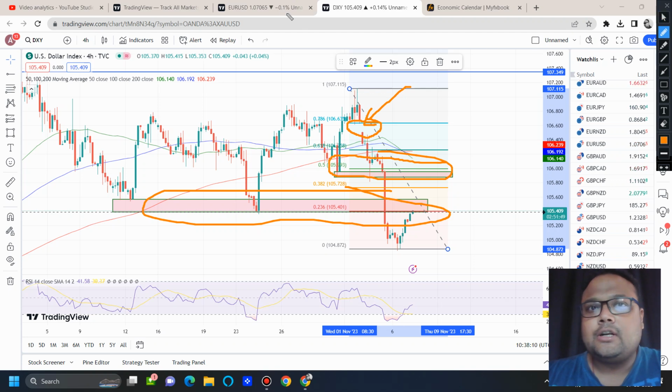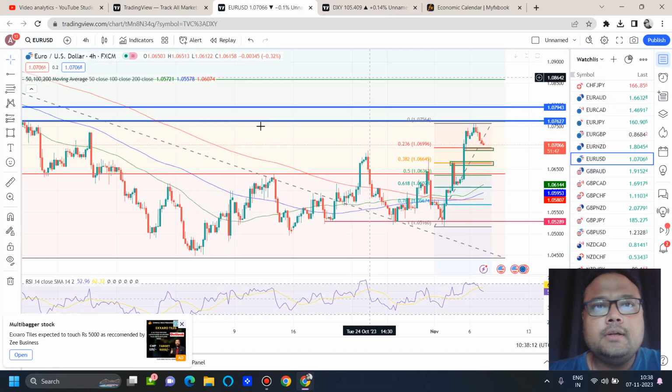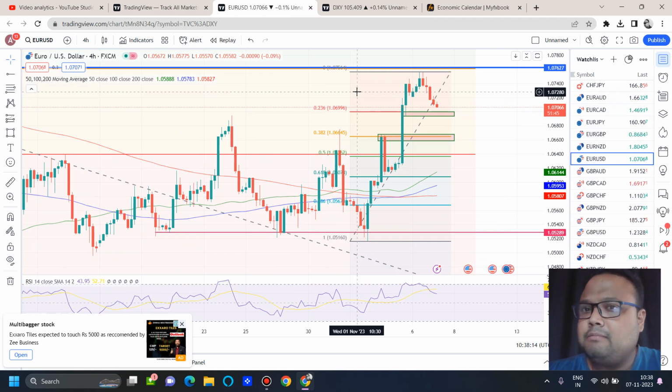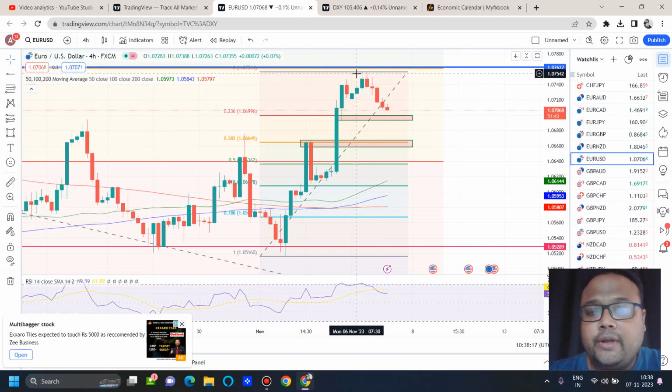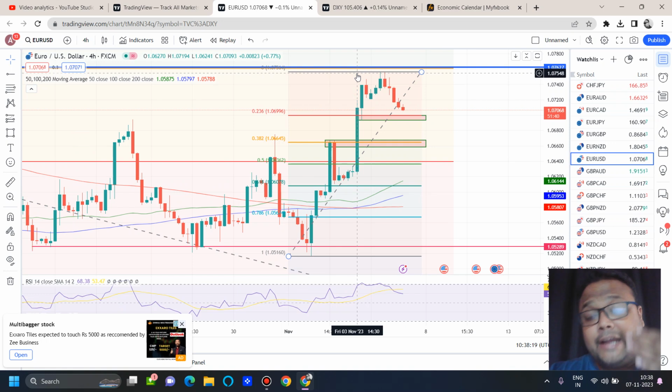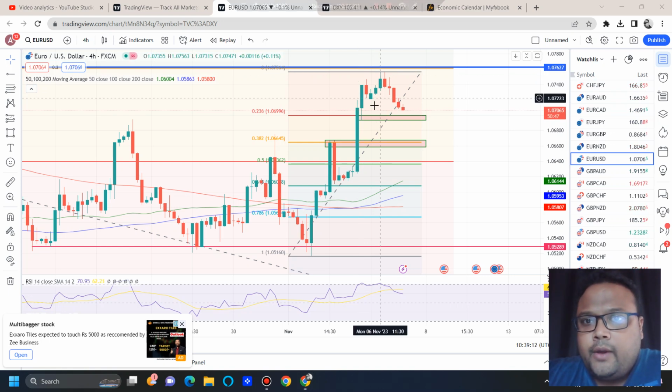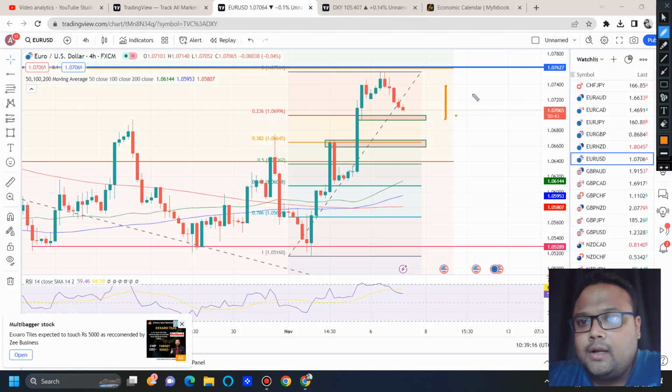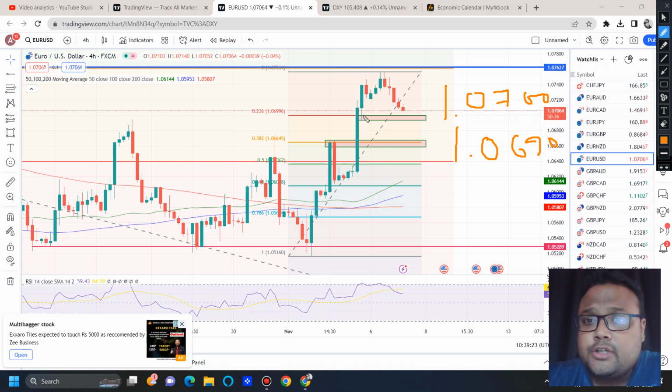Now let's look at the chart of Euro USD. As expected, Euro USD tried to continue the upside, and right now we can see that Euro USD is showing correction. So today we need to observe Euro USD around the first support, which is 1.0700 to 1.0690. We have previous price rejection around this area, as well as the FIBO 23.6% retracement level.